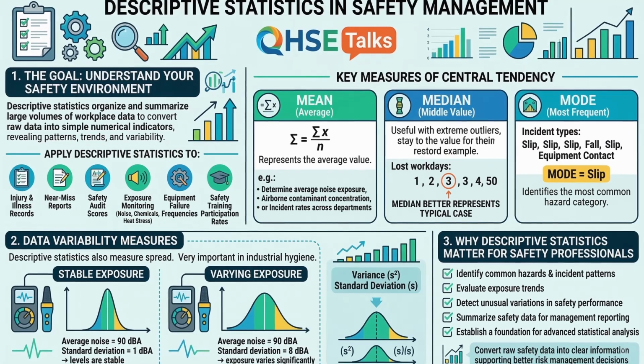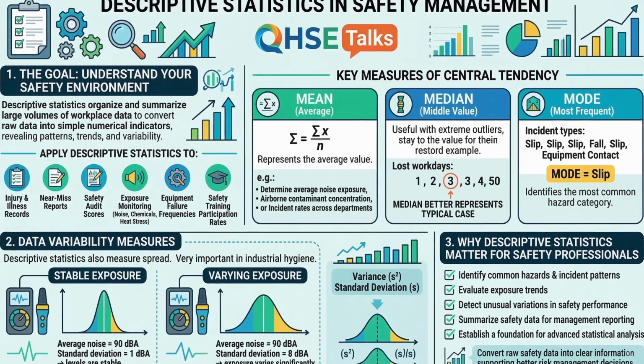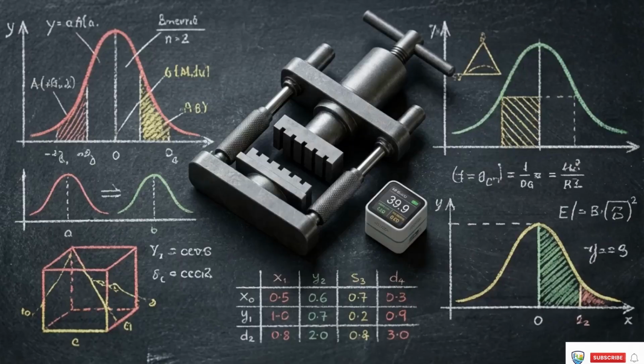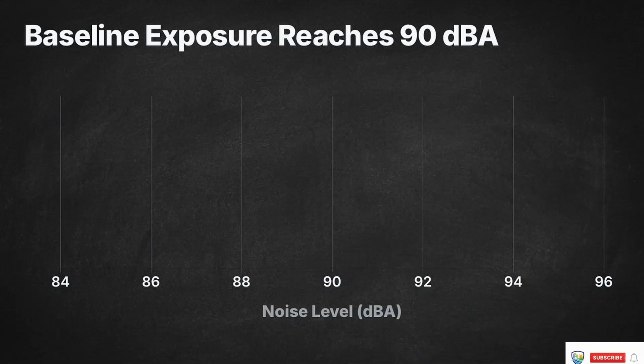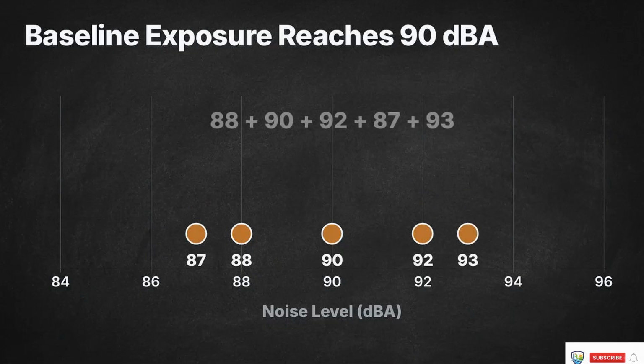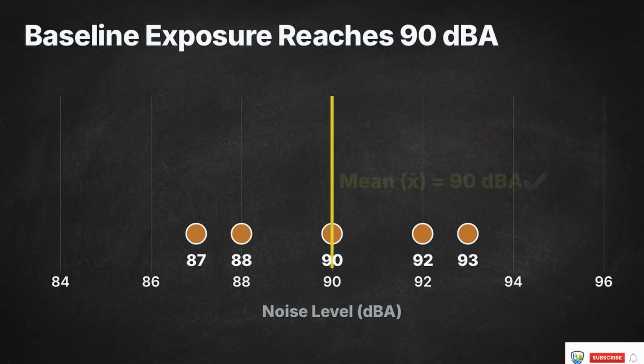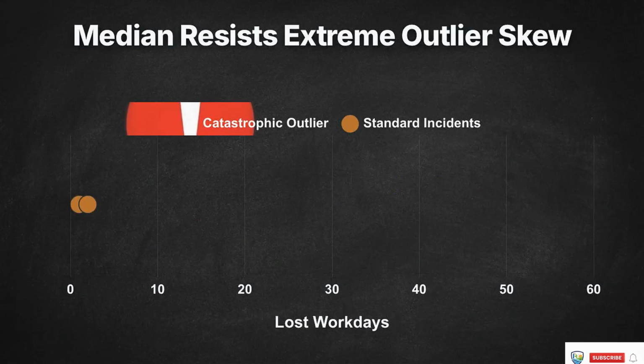The first analytical layer is descriptive statistics. This branch of mathematics summarizes large sets of raw workplace measurements, like air contaminant concentrations or daily safety audit scores, and organizes them into a digestible format. This chart shows 5 individual noise exposure measurements taken from a factory floor: 88, 90, 92, 87, and 93 decibels. By adding these values together and dividing by 5, we calculate the mean, establishing a typical baseline exposure average of 90 decibels. The mean is highly sensitive to extreme outliers.